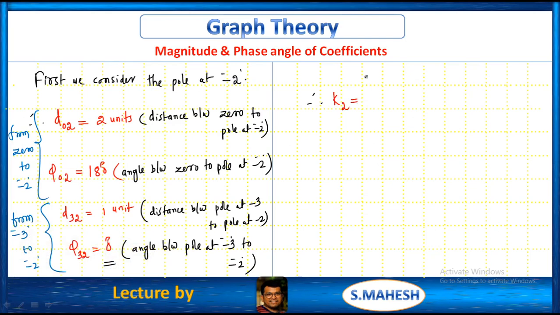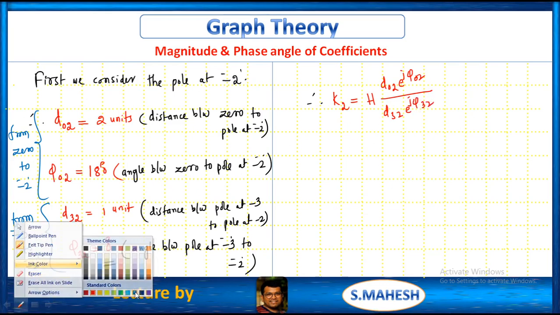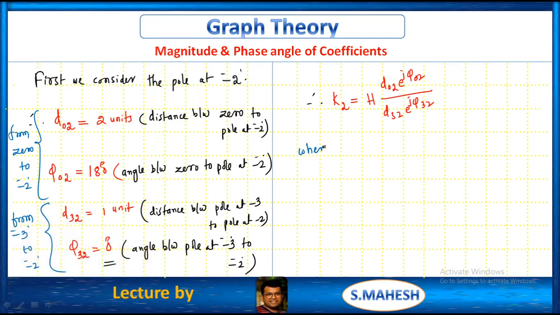Therefore K2 is equal to H into D02 e power j phi 02, divided by D32 e power j phi 32. This is the formula to get one of the coefficients, where H is the scaling factor. What is that factor? 10, which is equal to 10.